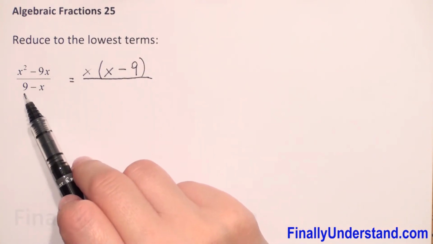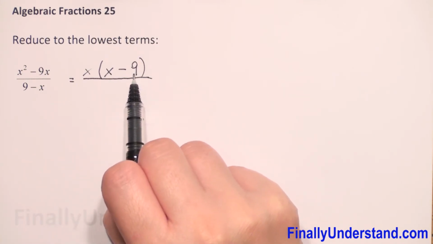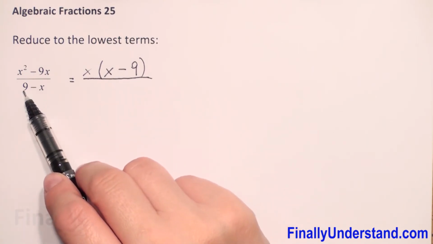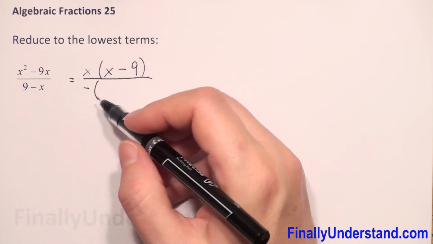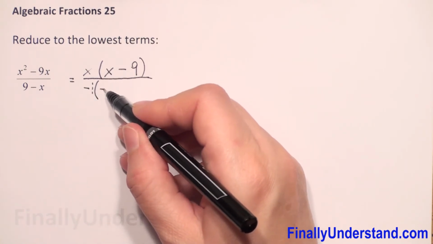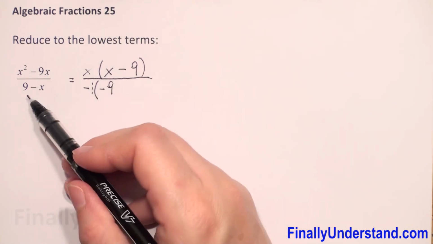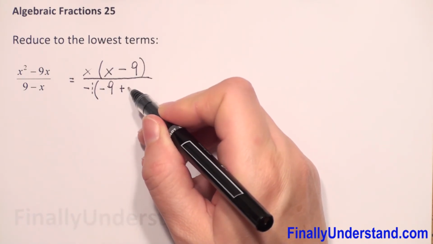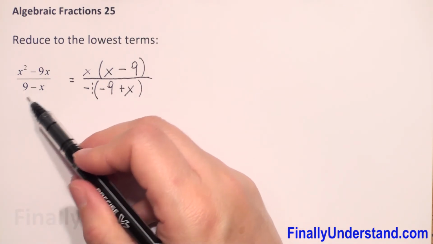And in the denominator, we have 9 minus x. In the numerator, we have x minus 9. So to get the same expression, because one is positive and one negative, we will factorize out a negative sign. And now it's like an invisible 1. Negative 1 times negative 9 gives me 9, what we had at the beginning, and negative 1 times positive x gives me negative x. It is the same as what we had at the beginning.